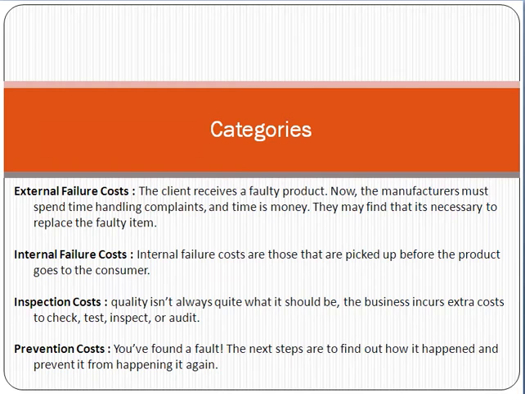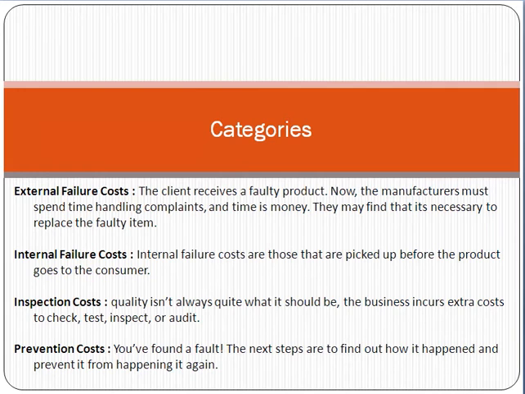Another type is internal failure cost, which are those that are picked up before the product goes to the consumer. For example, you have produced a mobile phone, and before giving it to the customer, you have noticed that its touch screen is not working properly. So this is called an internal failure cost. Inspection cost is that to maintain the quality you have to do the inspection on a periodic basis. So this is called the concept of inspection cost.